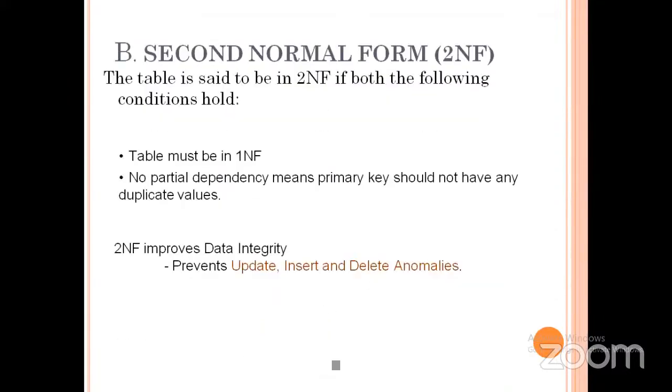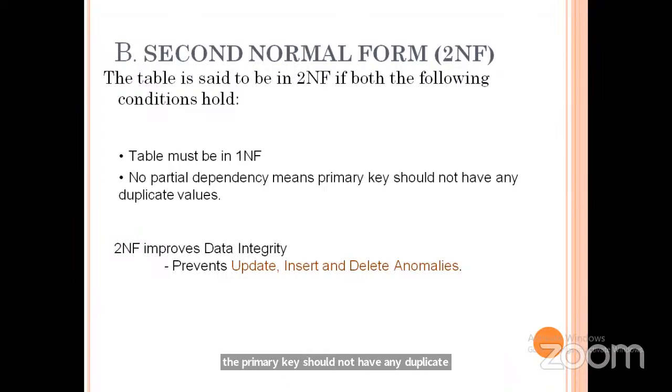The table is said to be 2NF if both of the following conditions are fulfilled. Like, for a table to be in second normal form, first the table must be in first normal form. What is first normal form? The value should be atomic. It should hold atomic values. Okay, that is the first condition in second normal form. It should not have any partial dependencies, means primary key should not have any duplicate values. What is meant by no partial dependencies? The primary key should not have any duplicate values.